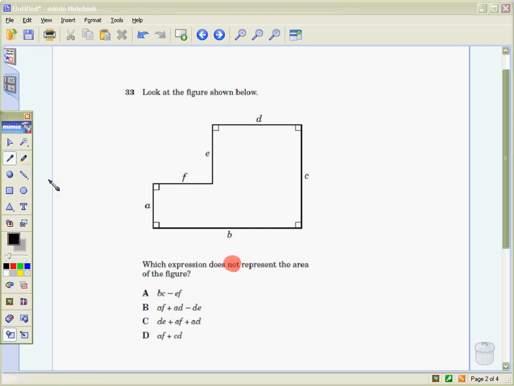So let's look at the area of the figure. Since we have an L-looking shape here, I like to approach these kinds of problems by reconnecting that piece there and seeing what we can find. Since I'm looking for the one that's not the area, it's probably best to go through these answer choices and see which one doesn't make sense. That's probably the best way to approach it.